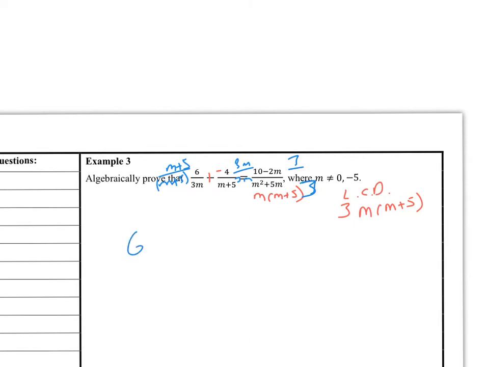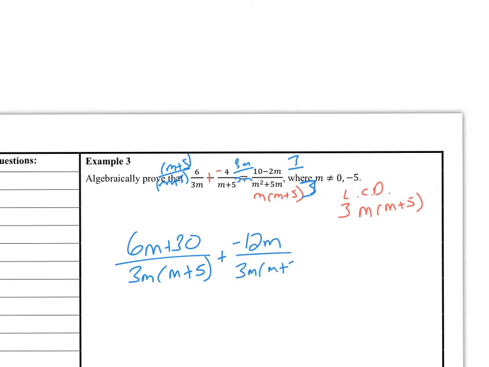So multiply the 6 in. 6 times the m plus 5 gives me 6m plus 30 over 3m times m plus 5, plus negative 4 times the 3m is negative 12m over again 3m times m plus 5. The last part is going to give me 30 minus 6m over again 3m times m plus 5.